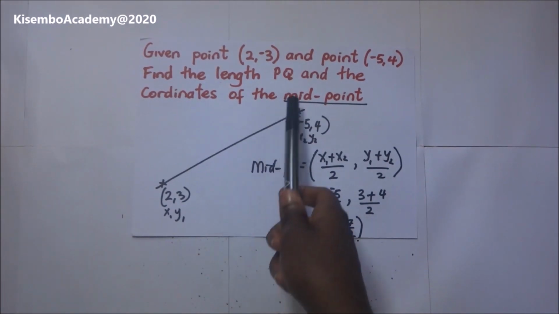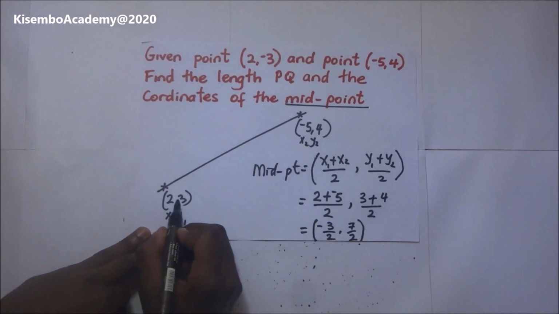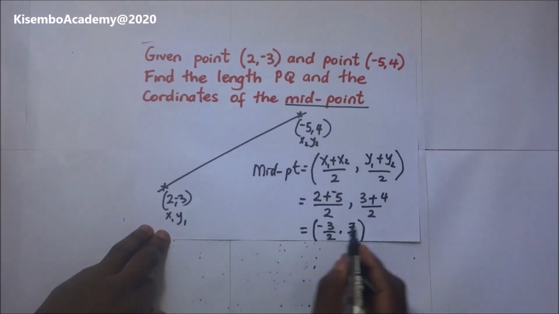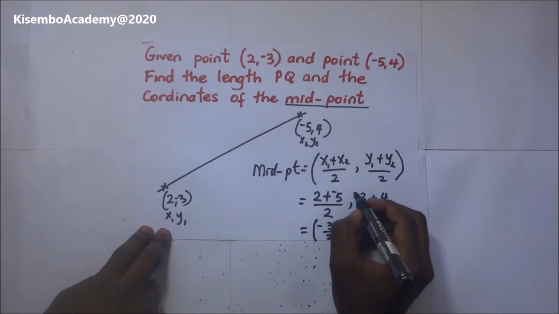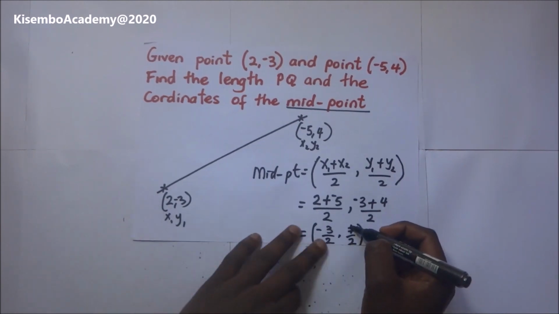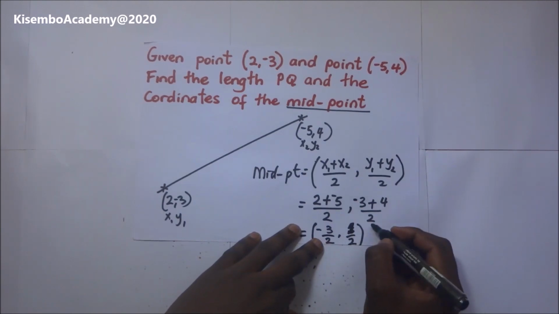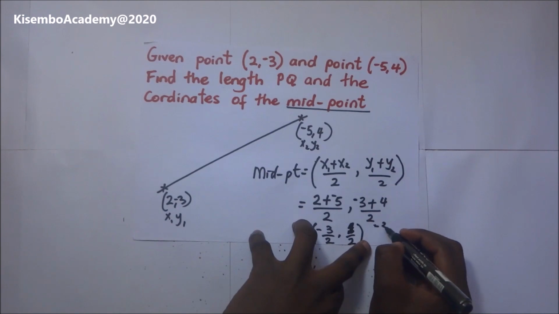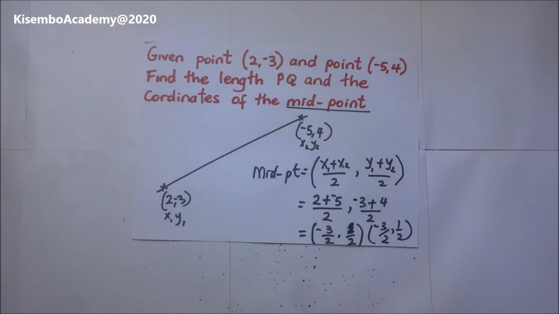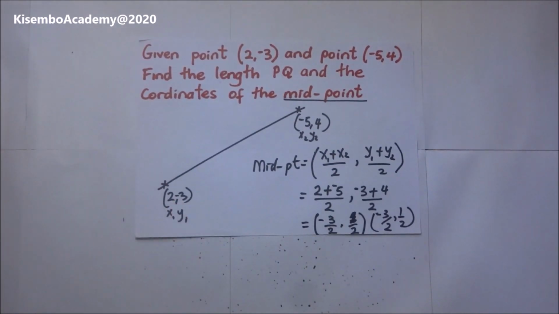Now to go on and find the length PQ, the coordinates were (2, -3) and (-5, 4). So there's a negative 3 there, so this 3 right here is supposed to be negative 3. So negative 3 plus 4 makes this a half. So the coordinates are -3/2, a half. That was a small error there. This is a negative 3, not positive 3 like we had earlier put.